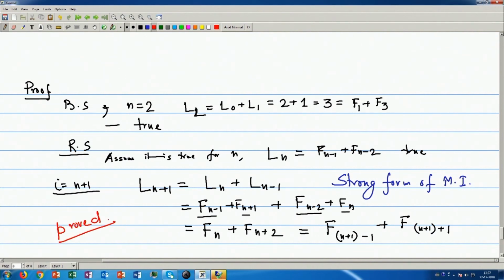So, we see how recursively defined sequences can be defined for new sequences, and how we get the properties, and how we can prove the properties using mathematical induction as well as the recursive definitions of the sequence.